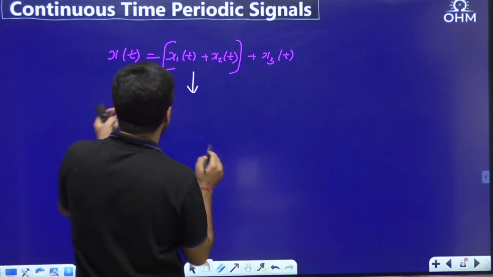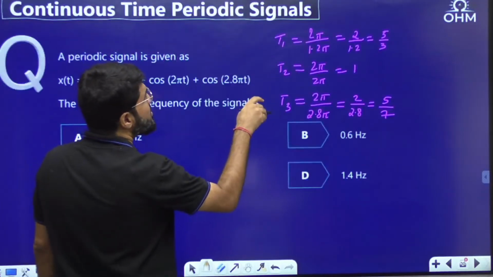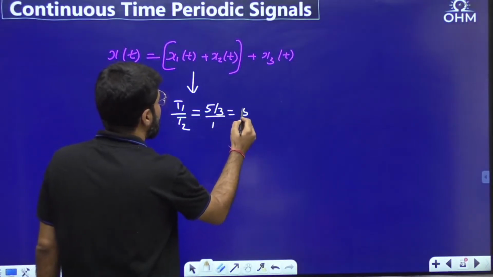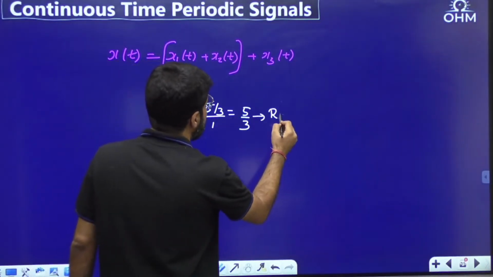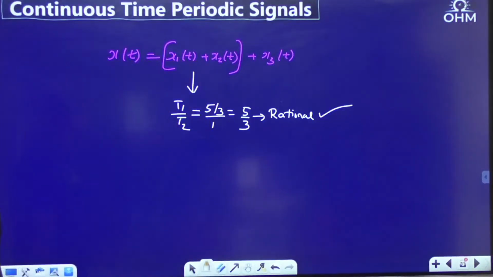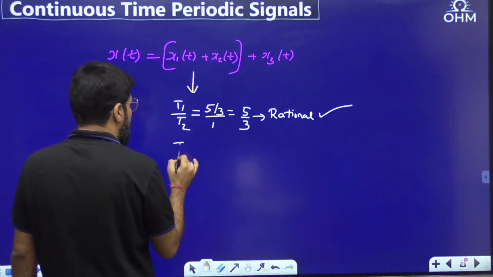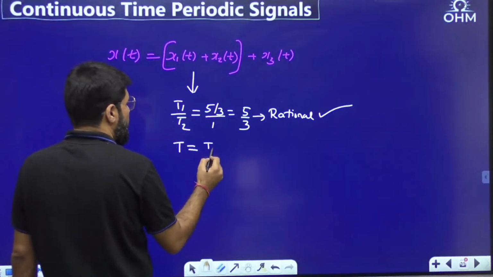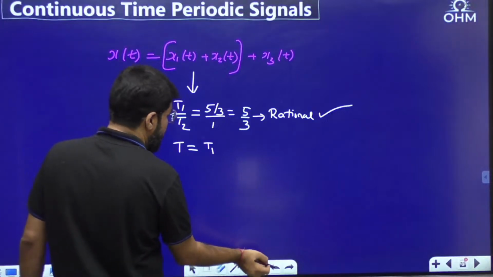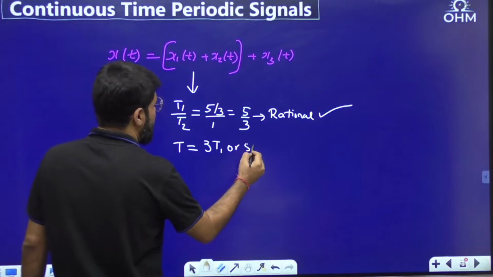But for that, first I have to check the ratio T1 by T2, whether x1 plus x2 is periodic. So what is T1 by T2? T1 is 5 by 3, T2 is 1. So 5 by 3 by 1 is 5 by 3, which is rational. So the addition of x1 plus x2 is periodic. What is the period? Sorry, not 1 into T1, the final ratio I have to take. So this is 3 into T1 or 5 into T2.